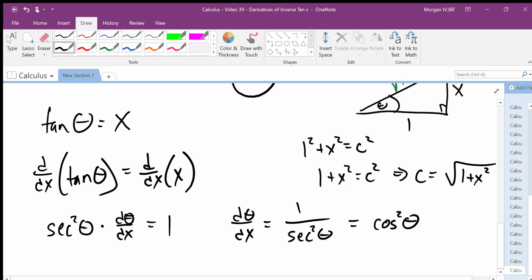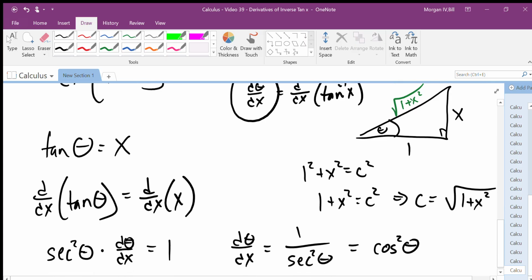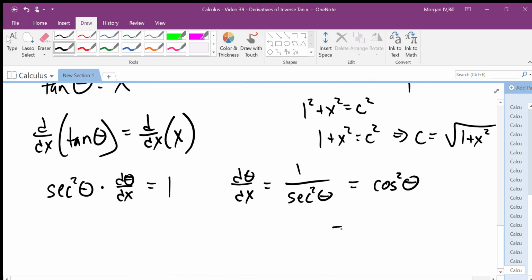Okay, so what is the cosine squared of theta? Well, what's the cosine? Here's our angle theta. Go back to the triangle. Cosine of theta is the adjacent over the hypotenuse, so it's 1 over the square root of 1 plus x squared, but all that is being squared. This is equal to cosine theta, 1 over square root 1 plus x squared. That's cosine theta, but this is cosine squared theta, so we have to square that. Square of 1 is 1. When you square the square root, you just get what's inside, 1 plus x squared, and we're done. The derivative of theta with respect to x is 1 over 1 plus x squared.